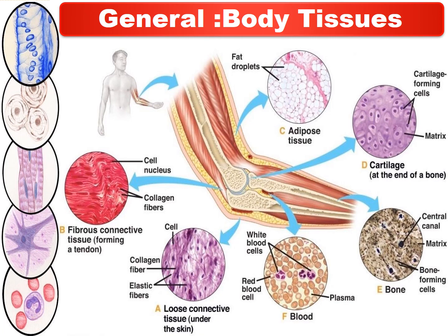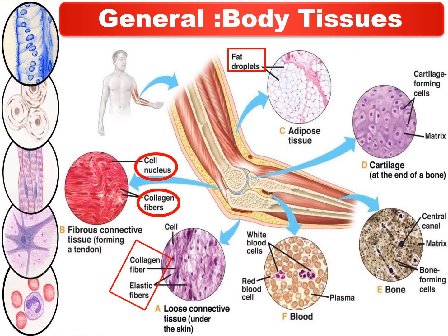So, here with this diagram, we can get more information about different kinds of tissues. See here, the first one is the loose connective tissue under the skin. In this, we can see the presence of collagen fibers and the elastic fibers. Then the second one is fibrous connective tissue forming a tendon. Here we can see there is a presence of collagen fibers and the cell nucleus. Then the third one is the adipose tissue. In this we can see there is a presence of fat droplets.